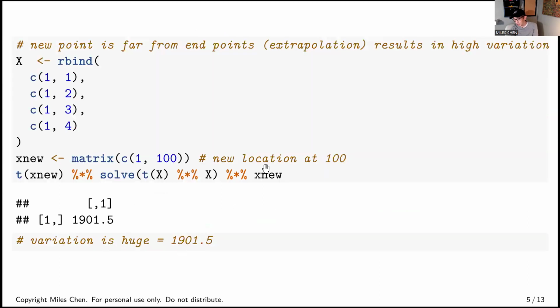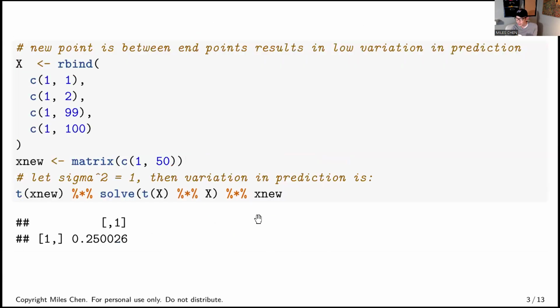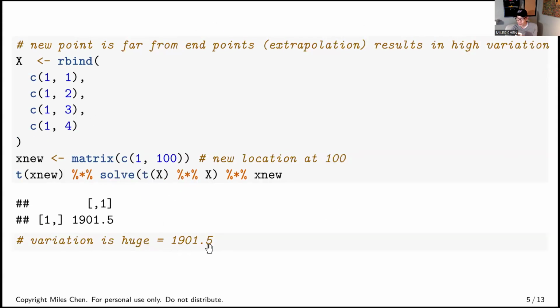All right, let's take a look here. This time, my x values that I've observed are at x is 1, 2, 3, 4. Then we're going to put in a new observation at x is 100. We already know this is a bad idea. This would be extrapolating. But look at the variation. It is huge. It's like 1,900. Go back, and the variation was 0.25. Over here, the variation is huge, 1,900.